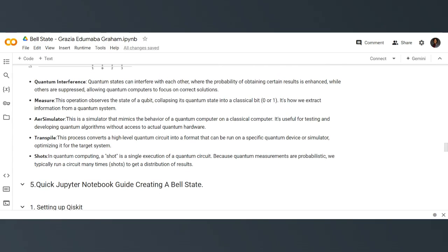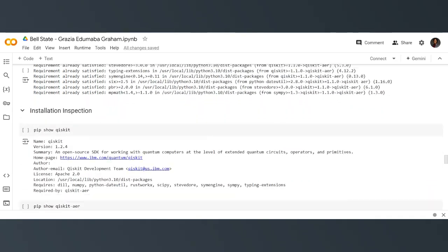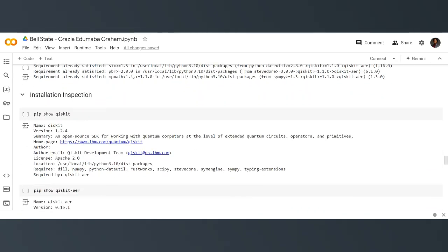For the fifth one, I'll walk you through a notebook on how to create a Bell state. But before then, I want you to know that ideally these things should occur on quantum computer hardware, but it's so hard to come by, so we use simulators to run these things and see the results. Okay. So for this Jupyter notebook, we start by installing the necessary libraries, and the programming language used here is Python.